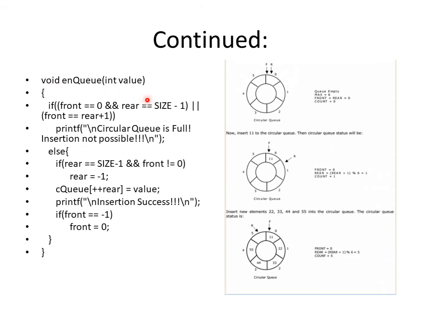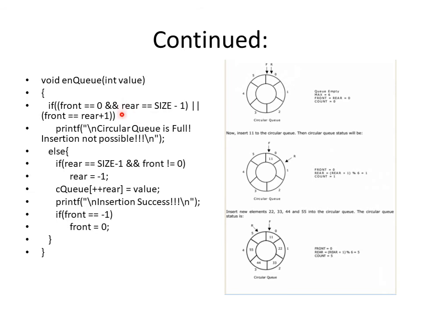Here it is the same thing I have done in the linear queue. Here you can see only this condition I am using: front equals 0 and r equals size - 1. This is called a logical operator, that is the AND operator, and these two ampersands are called AND. When both are true, that means both conditions should be satisfied: front equals 0 and r equals size - 1.